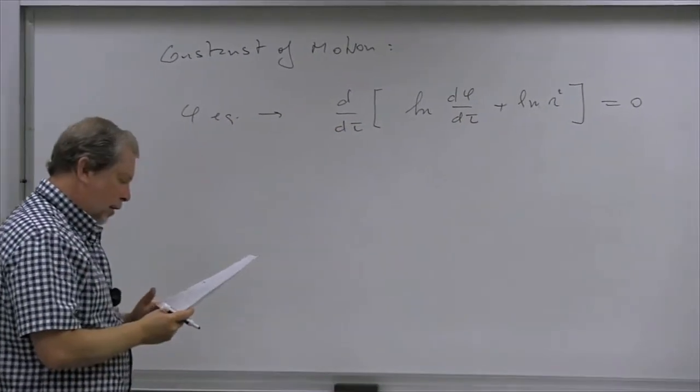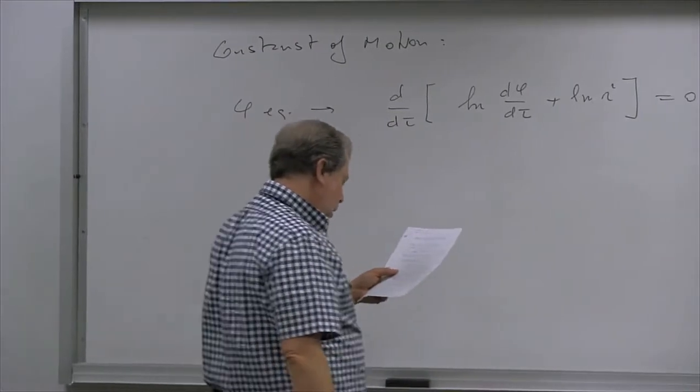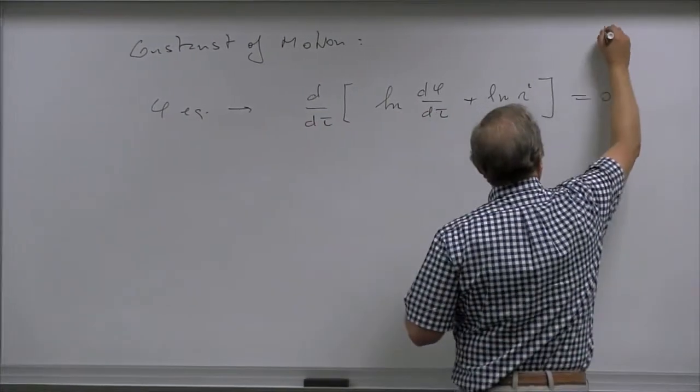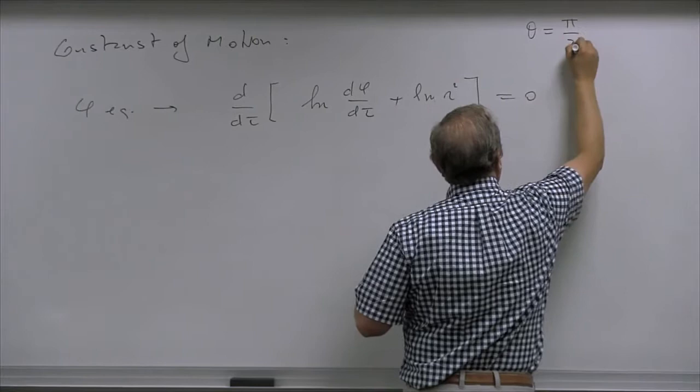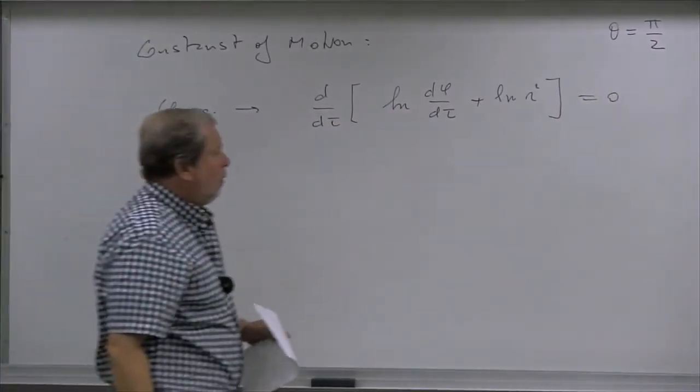Remember, we're using the explicit form for a and b, and the other thing is that we're setting theta to be pi over 2, so we're looking at a fixed angle, right?